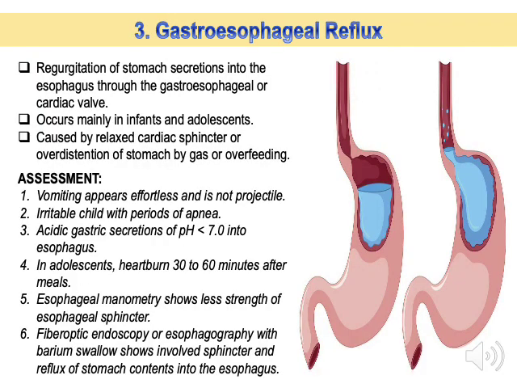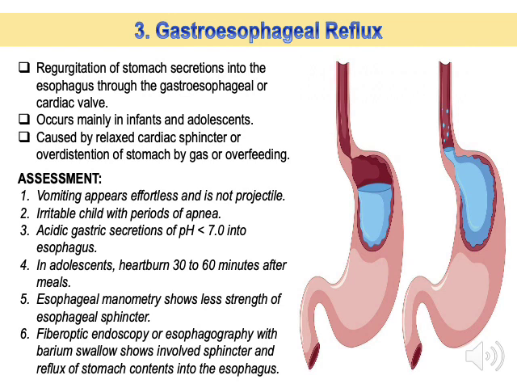Gastroesophageal reflux or GERD is the regurgitation of stomach secretions into the esophagus through the gastroesophageal or cardiac valve. This occurs usually in infants and adolescents because of a relaxed cardiac sphincter or overdistension of stomach by gas or overfeeding. Assessment findings: the vomiting appears effortless, it is not projectile. The child is irritable with some periods of apnea. There are acidic gastric secretions.